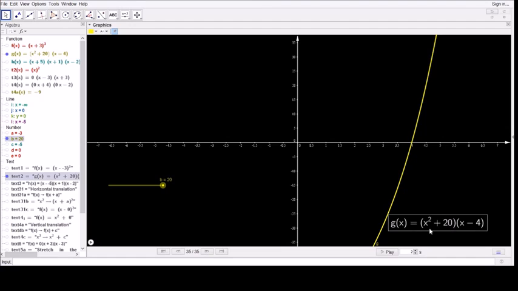So we have g of x is equal to (x squared plus 20) multiplied by (x minus 4). And obviously the x squared plus 20 is our irreducible quadratic factor. Let's have a look at what happens when we change the value of the number inside of the irreducible quadratic factor.